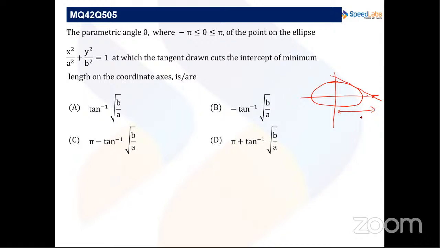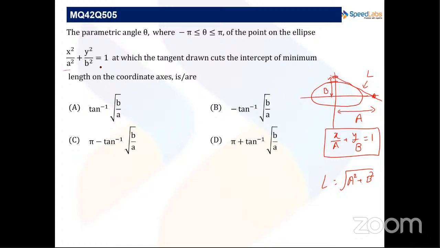Let's say this tangent makes an intercept of length A on the x-axis and an intercept of length B on the y-axis. We already have a and b, so let's say it's capital A and capital B. Then the equation of this line will be x upon A plus y upon B equals 1. And we are also given that the tangent drawn cuts the intercept of minimum length. So length L will be equal to under the root A square plus B square. Simple Pythagoras theorem, or from the coordinates you can use the distance formula. It will come out to be the same thing.